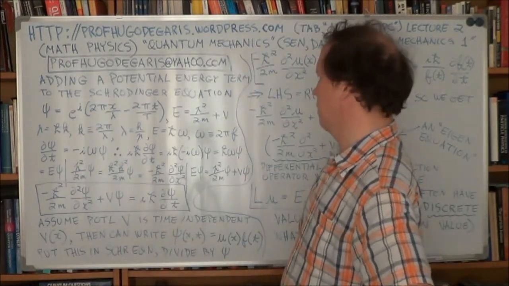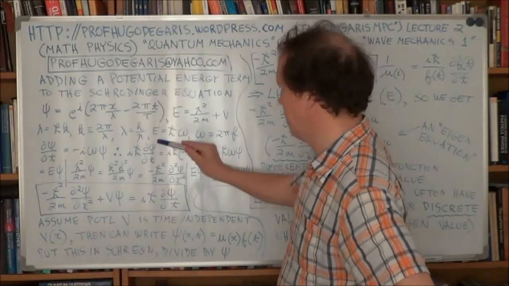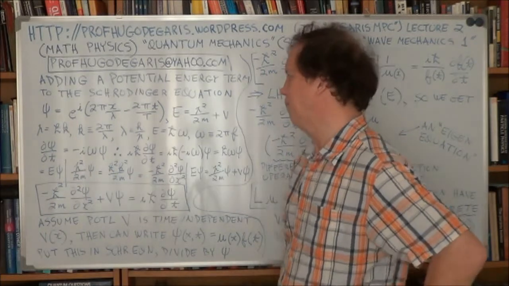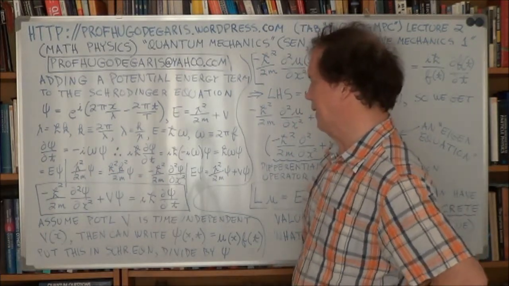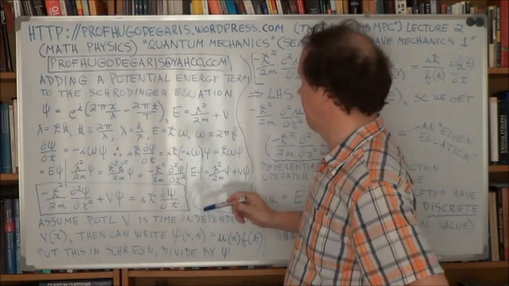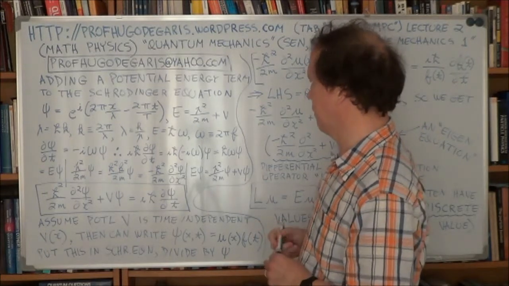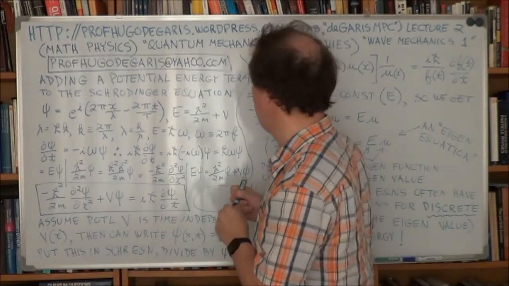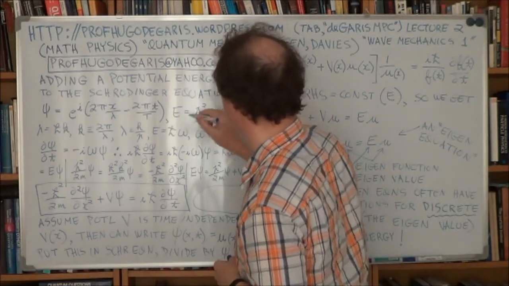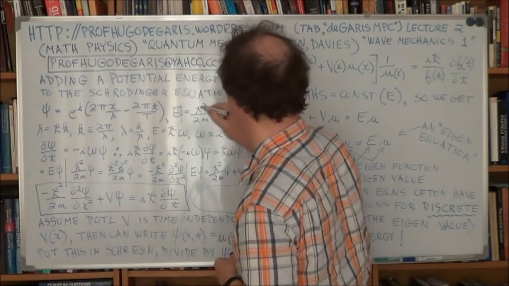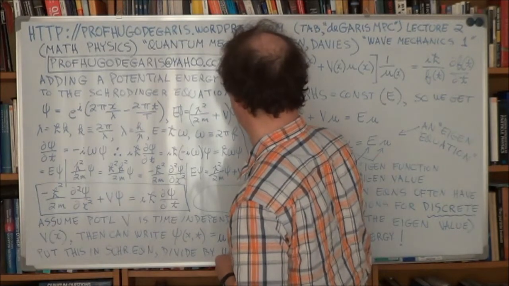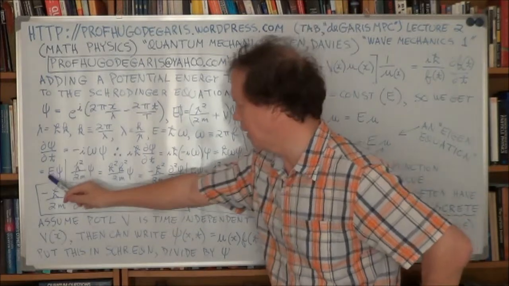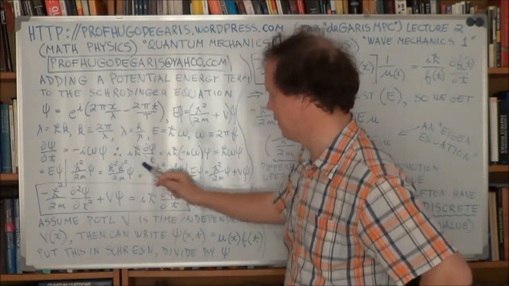So this term here equals E psi, right? If I multiply both sides by psi. Okay. So E psi we now have. E psi, it's this.